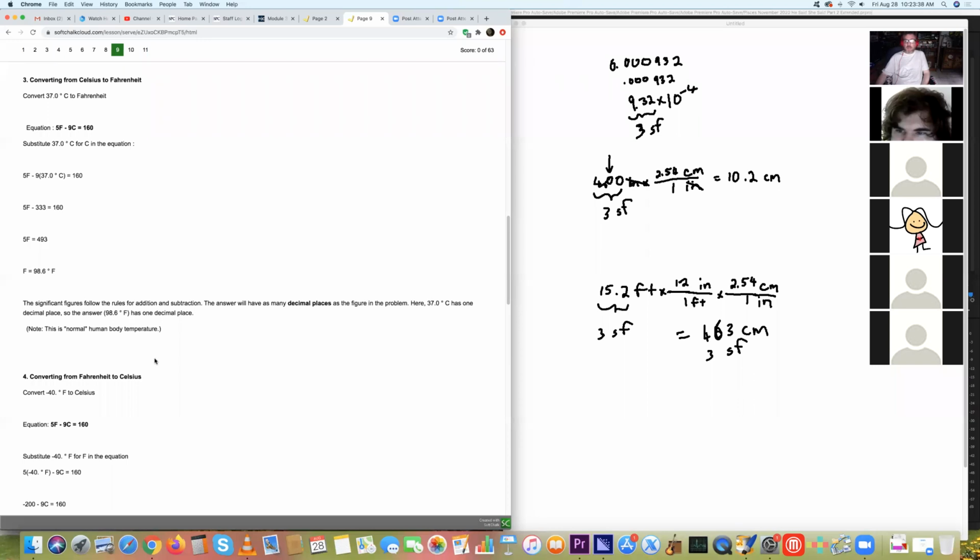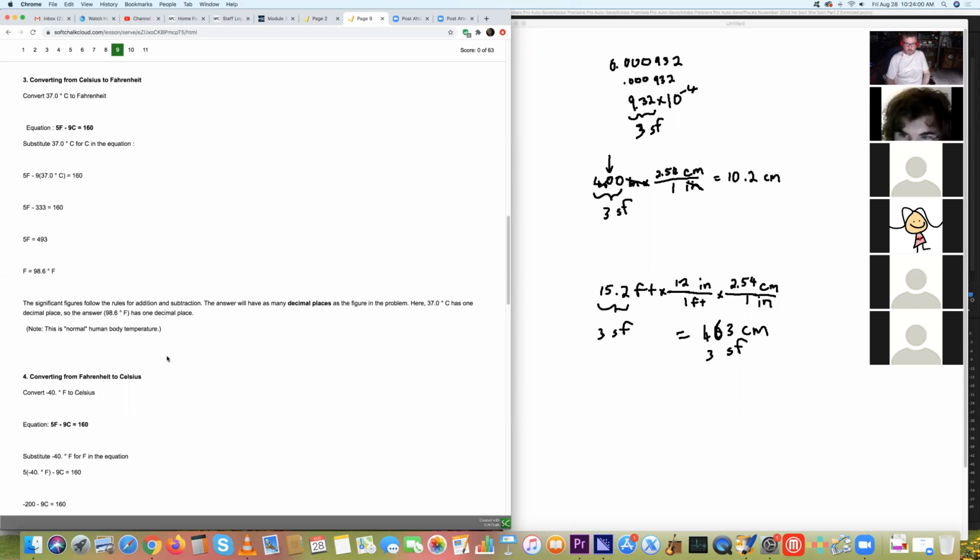Now, I know you're looking at it, you say, well, hang on, Dr. Musgrave. Wait a second. I see 5F. That looks like 5 times F to me. And 9C, that looks like 9 times C to me. Why aren't we dealing with multiplication here? Well, the reason is because the 5 and the 9 are counting numbers.